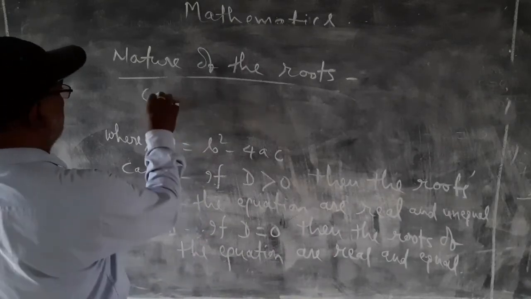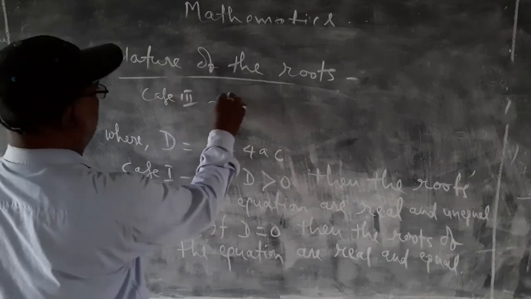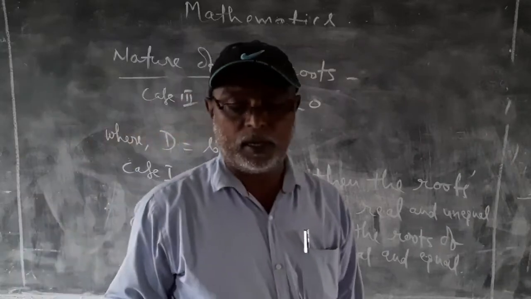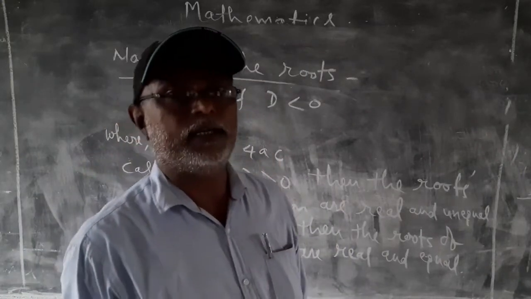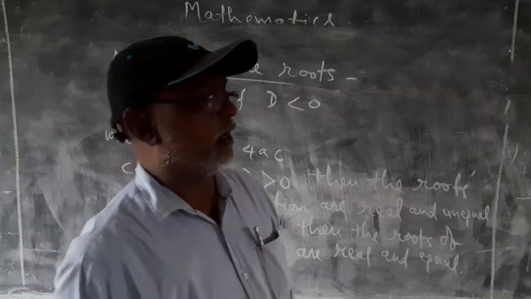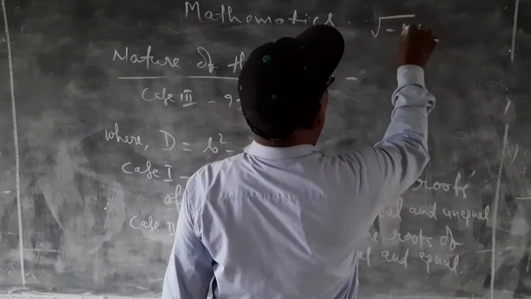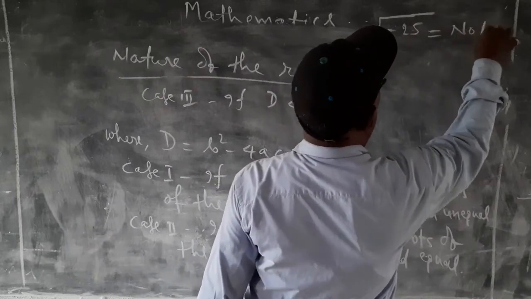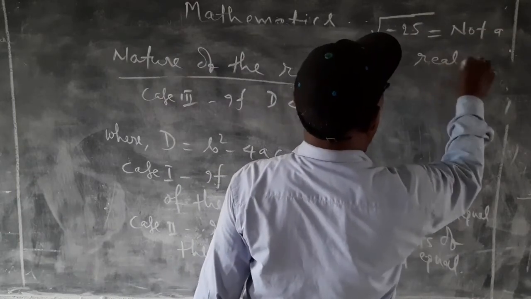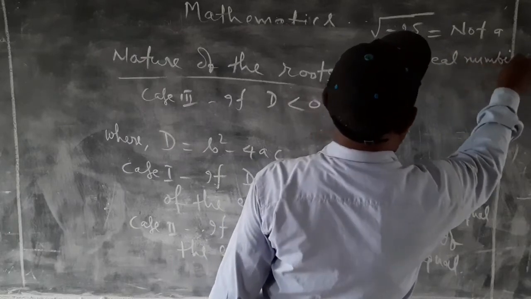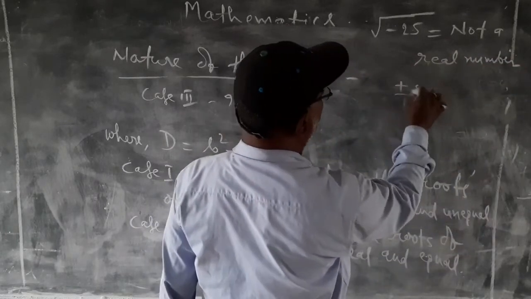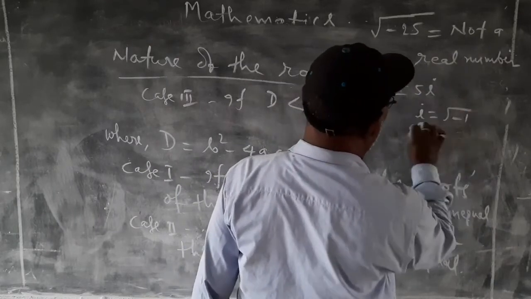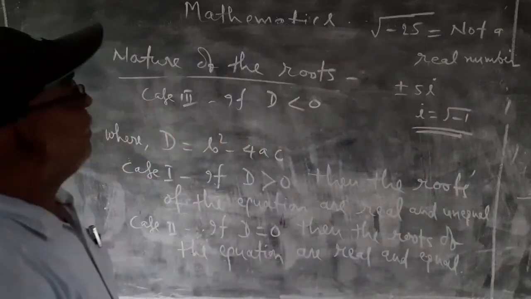Now, third case 3: if d is less than 0, that is when d is negative. Now, the square root of a negative integer is an imaginary number. It is not a real number. Like under root minus 25, this one is not a real number. Its value is plus minus 5i. i is square root minus 1, an imaginary quantity. Therefore, this one is not real.